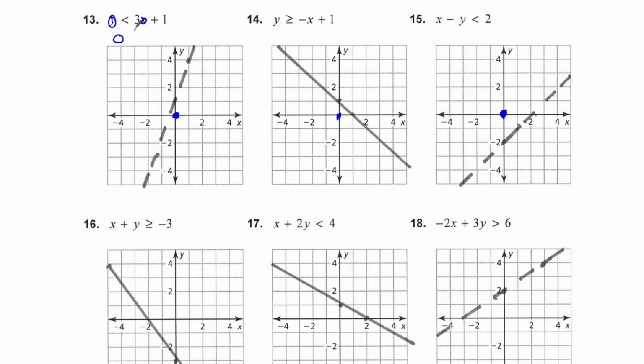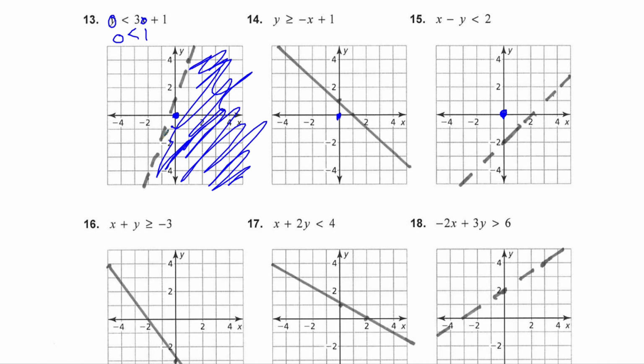Well, we have 0 is less than, what's 3 times 0? That's 0, plus 1 is 1. Is 0 less than 1? Yes, it is, which means we shade that side that includes that point. So if the answer is yes, you shade the side with the 0, 0. If the answer is no, you shade the side that does not have the 0, 0.